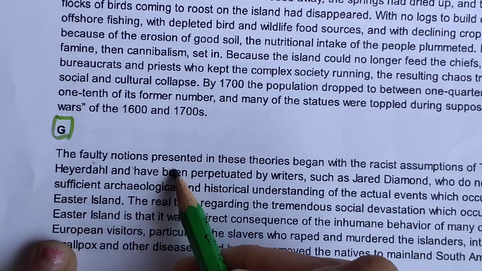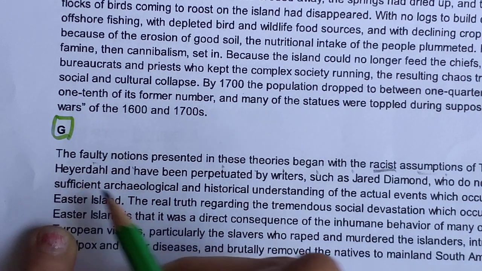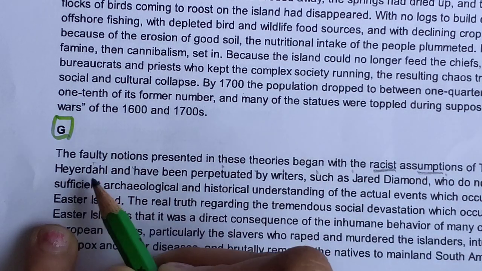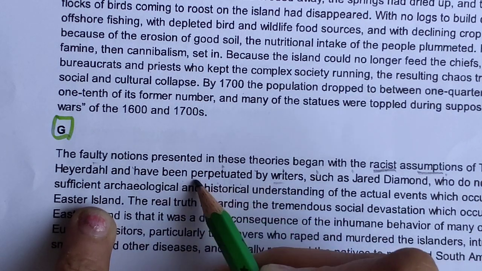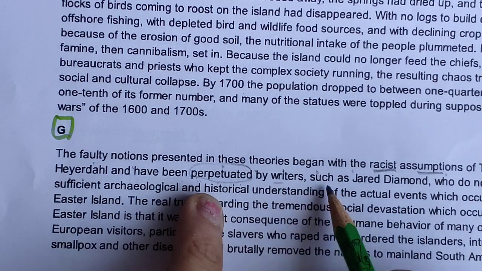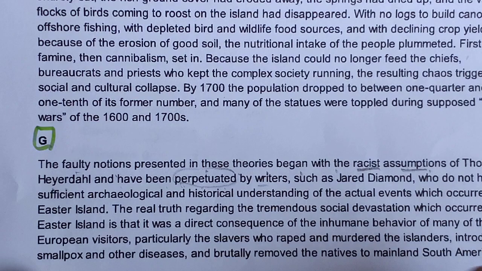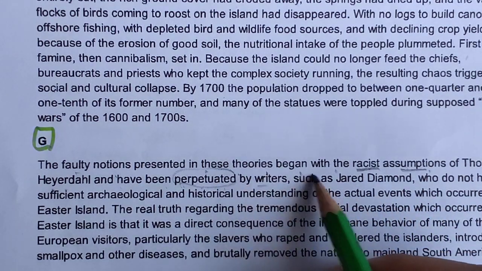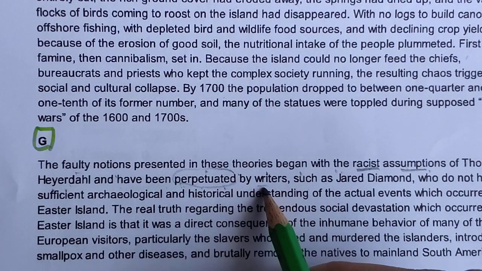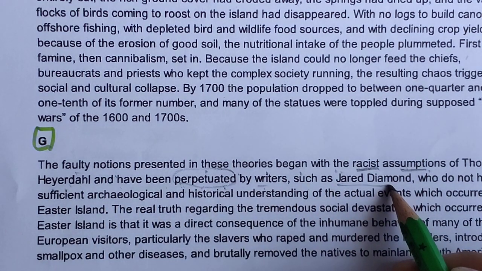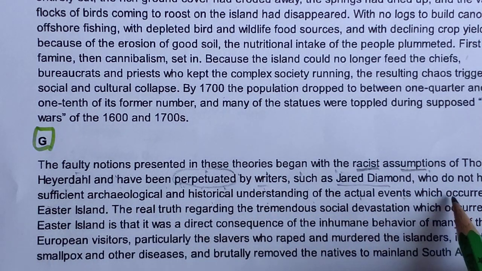The faulty notions presented in those theories begin with the racist assumptions of Thor Heyerdahl and have been perpetuated by writers. You should know the meaning of this. Basically, if you understand the meaning of assumption, these theories begin with the racist assumption of this person and have been perpetuated by writers such as this writer also, who do not have sufficient archaeological and historical understanding of the events which occurred on the island.